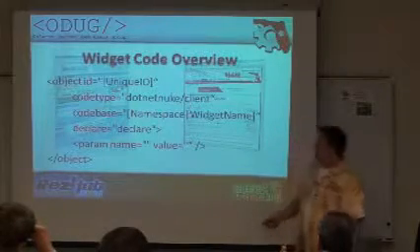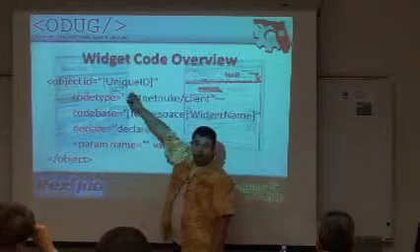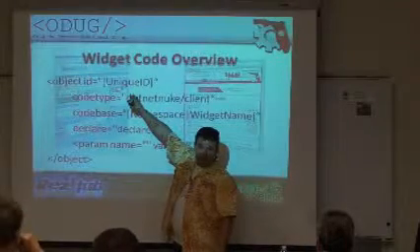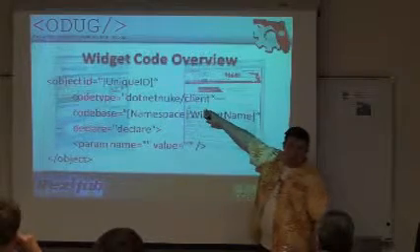All right. So in this case, for a widget, what we have is the object tag with the unique ID of whatever you want it to be. All right. Make sure it's unique though. The code type is DotNetNuke client because it's going to be running on the client.